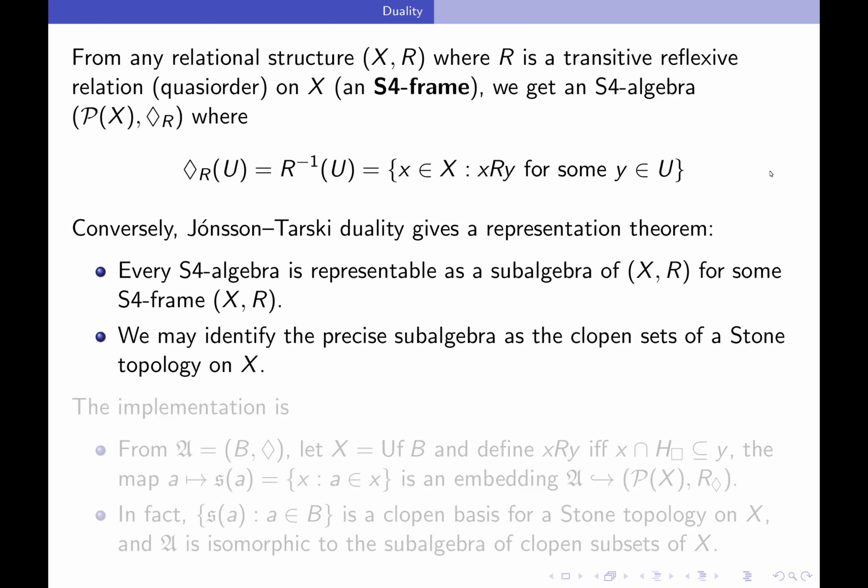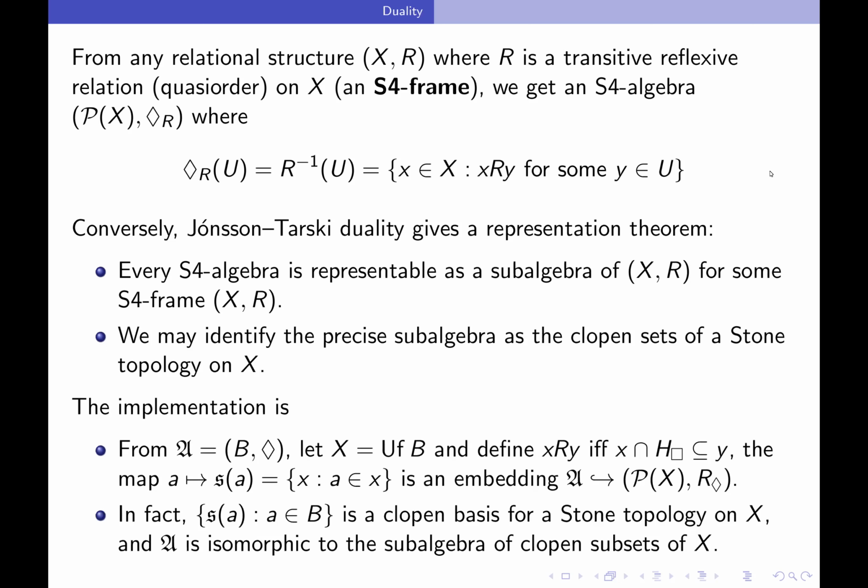And Jónsson-Tarski duality can be viewed as giving you the representation theorem in the other direction, that in fact, every S4 algebra is representable in this way as an algebra of sets, an algebra of subsets of a relational structure. And again, you put a Stone topology on the set X to figure out exactly what the image of your embedding is. So the implementation is exactly the same. I again take the ultrafilters.